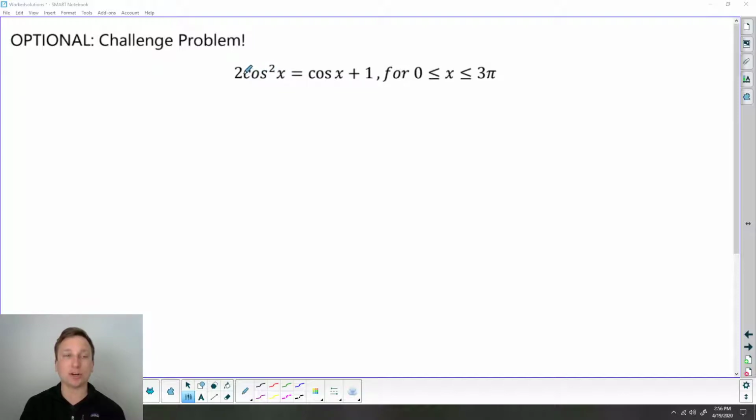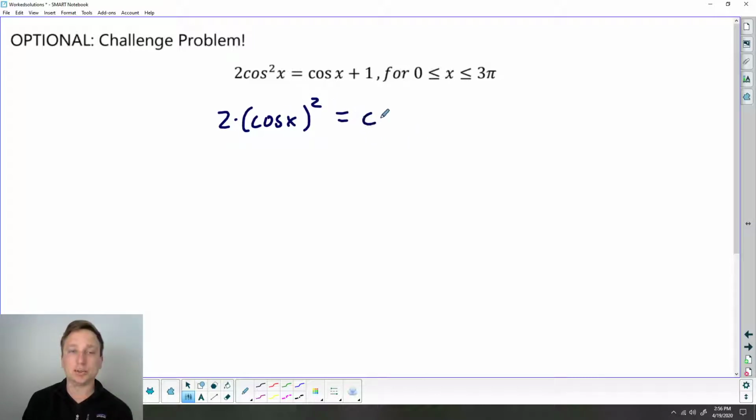So we want to find where 2 times cosine squared x equals cosine x plus 1. Basically we want to solve this equation and find what x values between 0 and 3 pi radians will make this equation equivalent to this one. To do this, I'm just going to take a moment and look at what is actually happening. I have some value squared, and keep in mind this is actually 2 times cosine of our argument squared equals cosine of our argument plus 1.